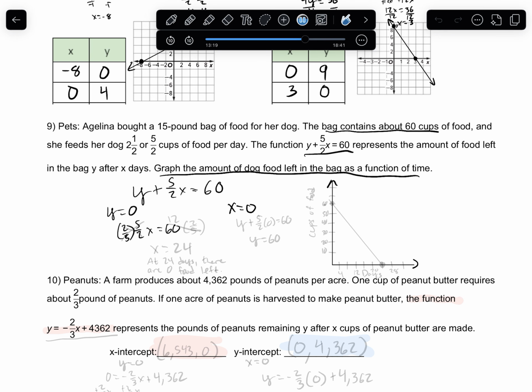multiply by the reciprocal to get x by itself. So 2 over 5. So then that means these cross out to get 12. So x equals 24, because 12 times 2 equals 24. So this is saying after 24 days, so at 24 days, there is 0 food left.